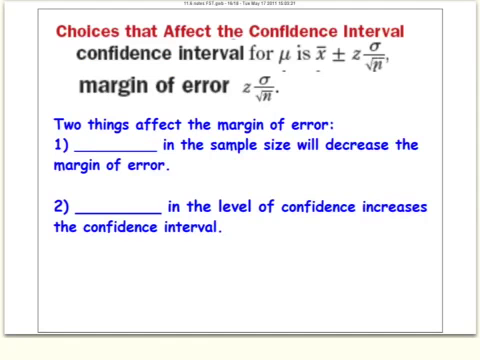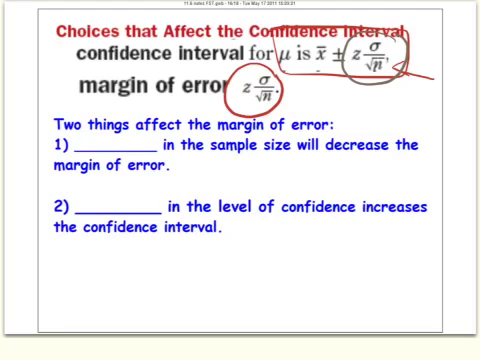Okay, this last slide is important. You are going to be tested on it in your final. Choices that affect the confidence interval. This right here is our standard formula for the confidence interval. Again, we know sometimes we don't divide by the square root of n. Remember, it's very important: the margin of error is this component right here. What you do is add and subtract from the mean how much error there is. So there's a margin of error.